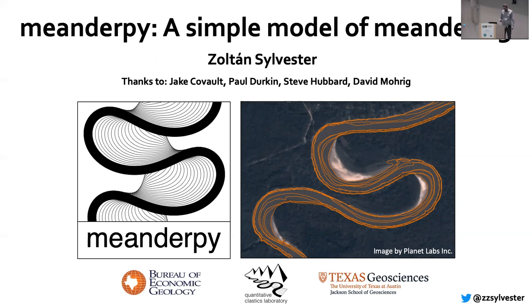So I'm a research scientist at the Bureau of Economic Geology, which is part of the Jackson School of Geosciences at UT Austin, and I'm a member of a research group called the Quantitative Clastics Laboratory, headed by Jay Kovold, and we are funded by an industrial consortium, and I'm thankful for the sponsors of QCL. I'm also thankful to my collaborators and co-authors, Jay Kovold, Paul Durkin, Steve Hubbard, and David Morey. And what I want to do today is talk about a simple model of meandering, which I called meander pi.